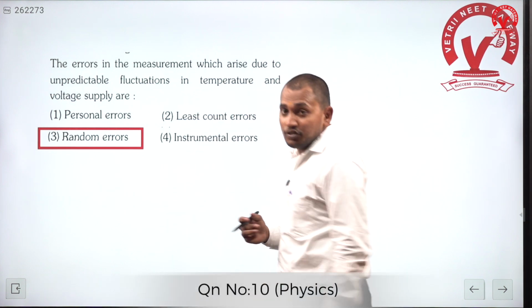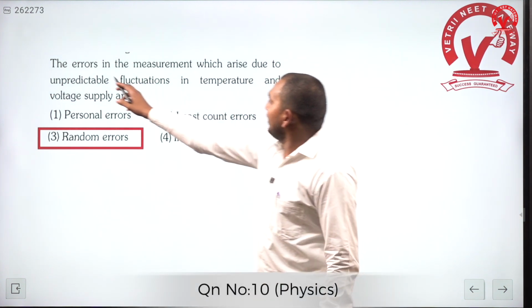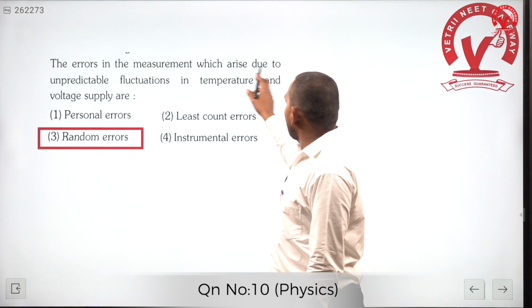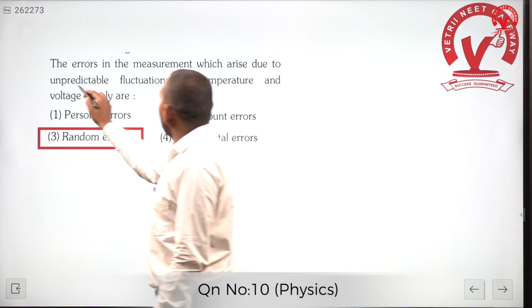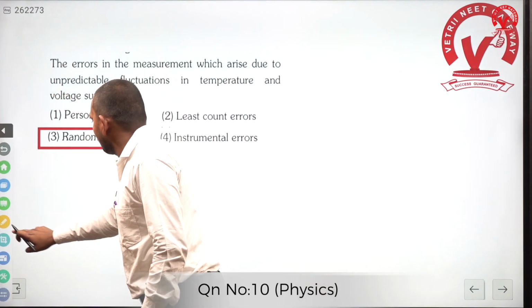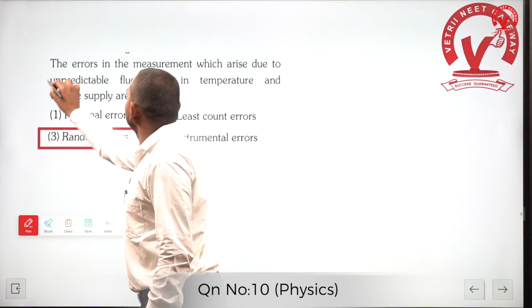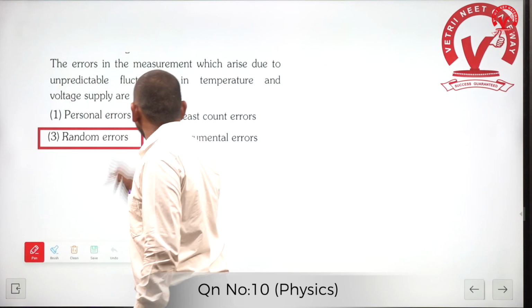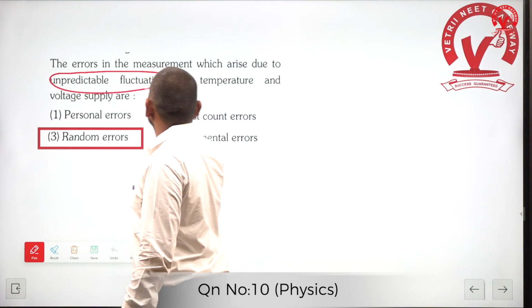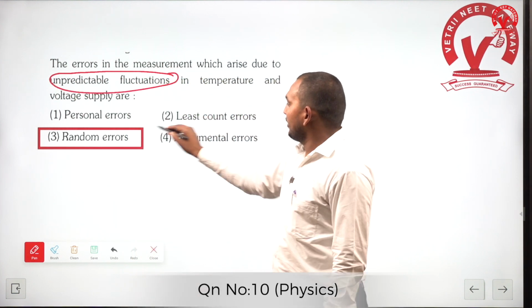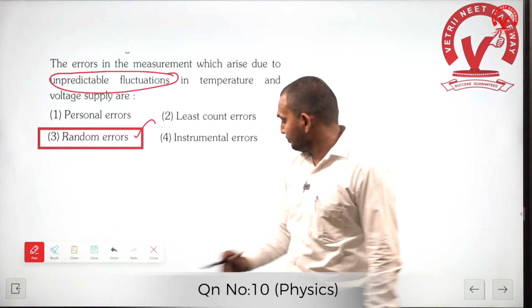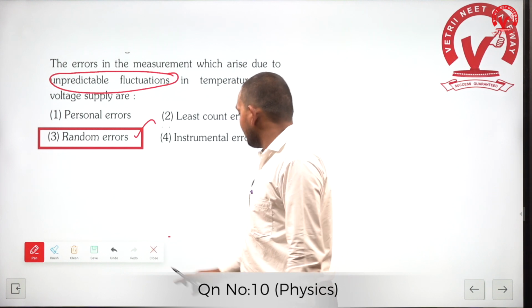See, this one is also a direct question. The error in the measurement which arises due to the unpredictable fluctuations. Unpredictable fluctuations, so it will give which error? Random error. We'll move on to the next one.